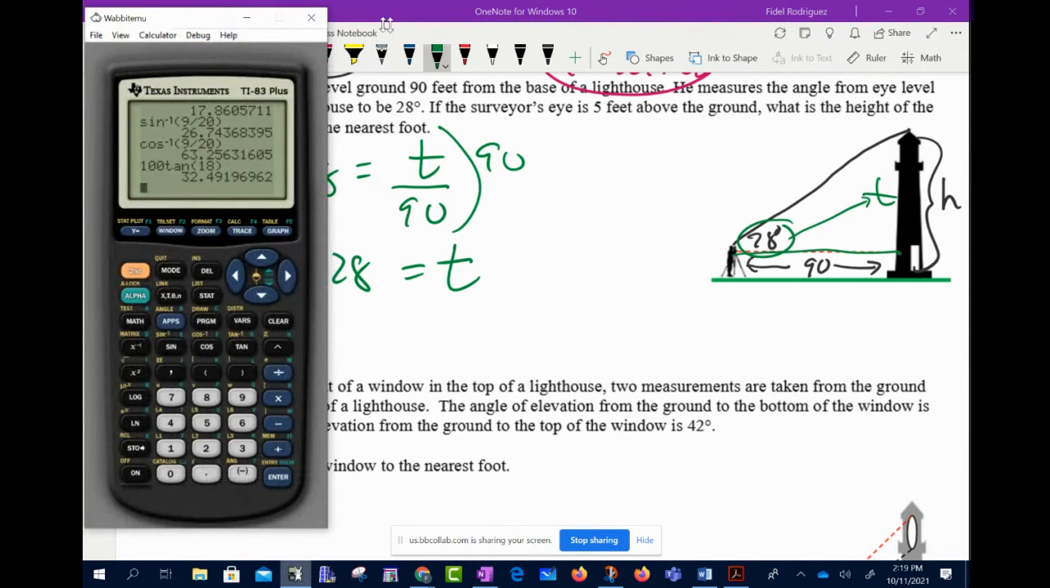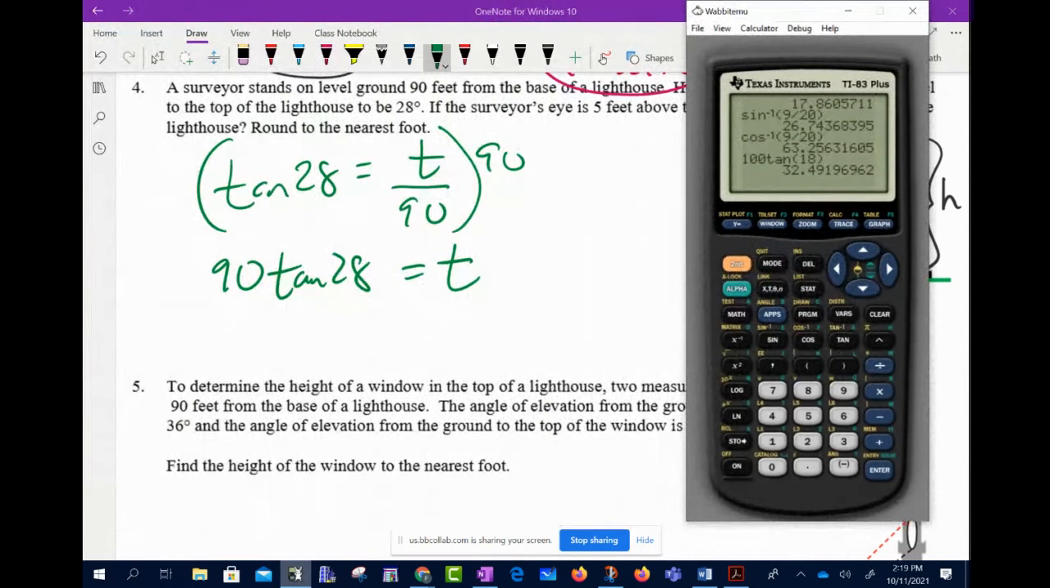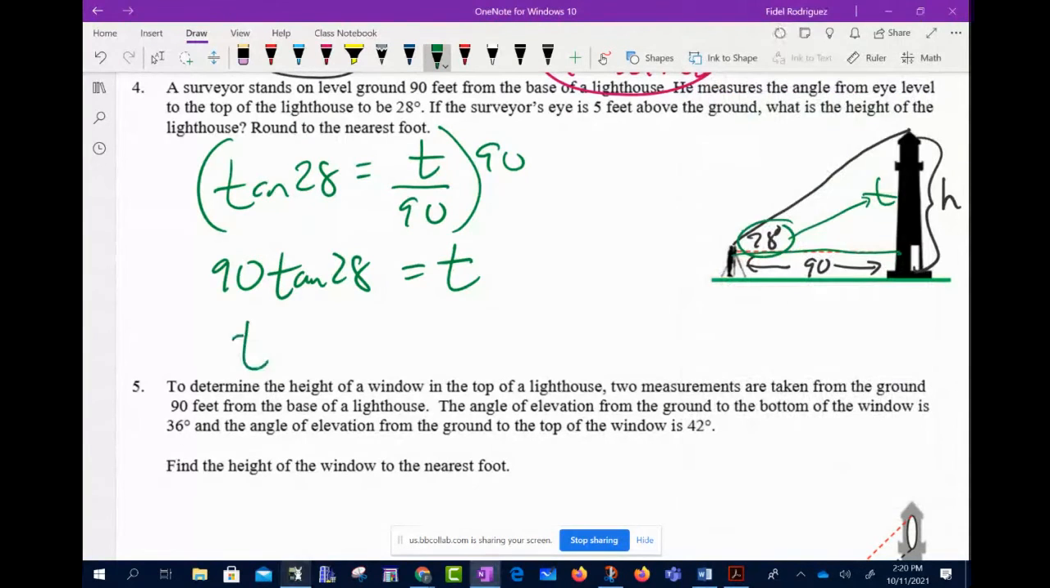So I'm going to pull my calculator up again. Let me move this over here so we can see what's happening. 90 times the tangent of 28 degrees. And to the nearest foot, y'all, would you say 47 or 48? 48, okay. So T is 48. So we know that this distance right here is 48 feet.